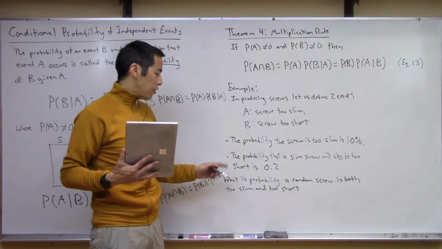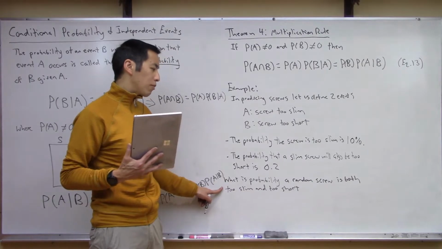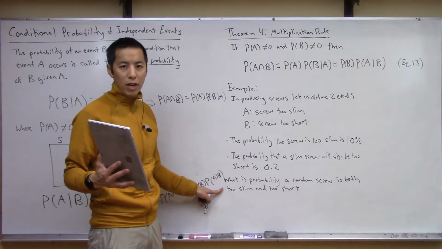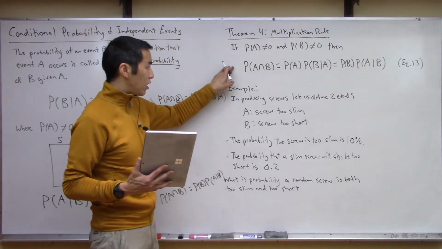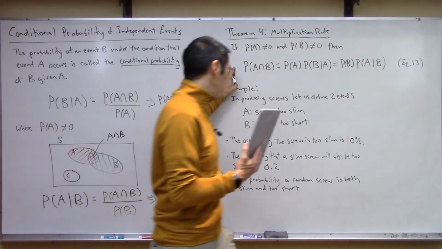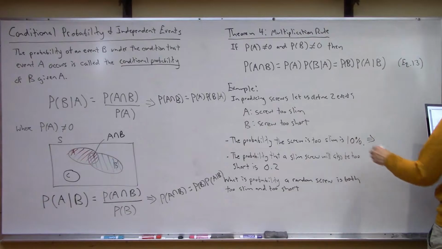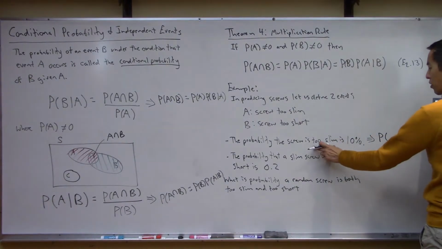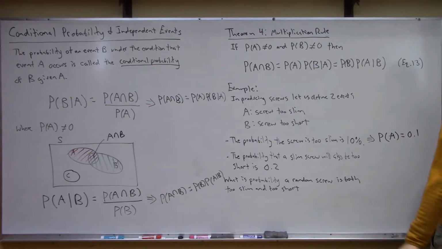Now the question is, if we pick a random screw out of the production bin, what's the probability that it is both too slim and too short? All we need to do is identify what these numbers mean in the context of our conditional probability. This first one is pretty easy: the probability the screw is too slim is 10%. What is the too slim event? It's A. The probability of event A is 0.1.